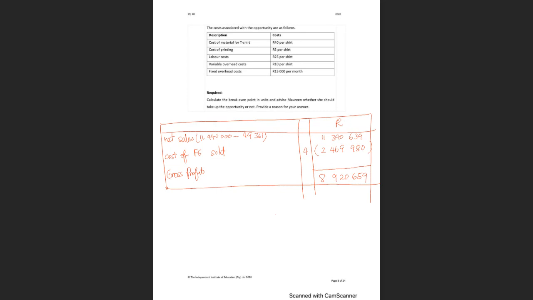And then once you have note number 4, you're drawing up your trading statement, because the final figure from your note number 4 is needed for your trading statement. Okay, so that is it for your 2020 exam as well.